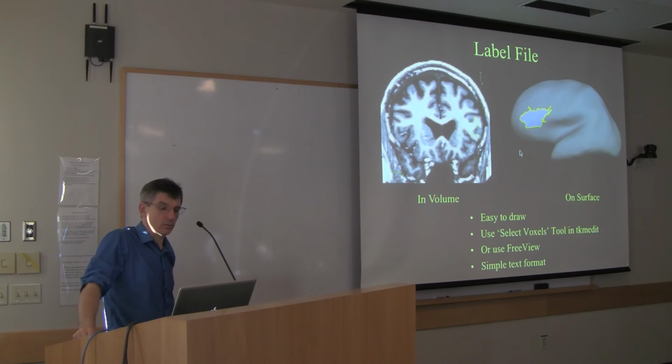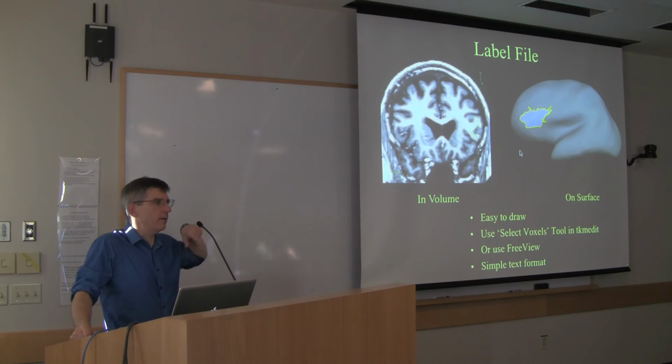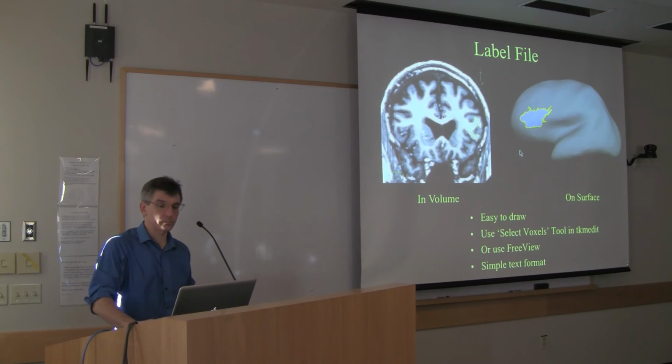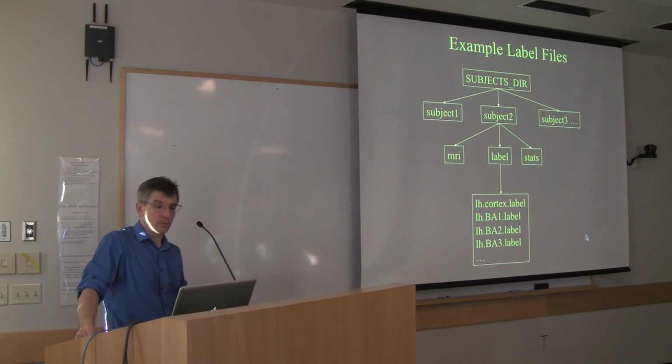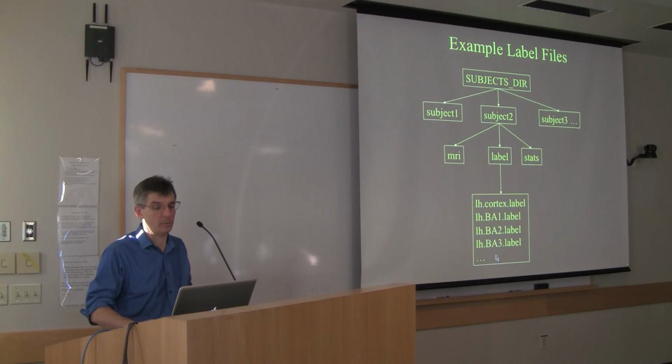It's then stored as a simple text file that just has a list of vertices and their X, Y, Z coordinates. So in a way, this is the simplest type of file. They're relatively easy to draw, and you can do so in Freeview, tkmedit, tksurfer, and QDEC, I think. You can find examples in the label directory. We actually create several labels automatically as part of FreeSurfer, including these Brodmann area labels. So if you want, you can just look at one of those in a text editor.